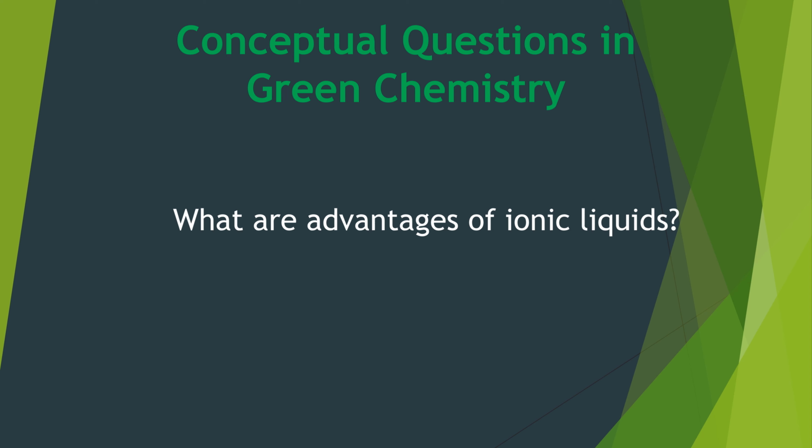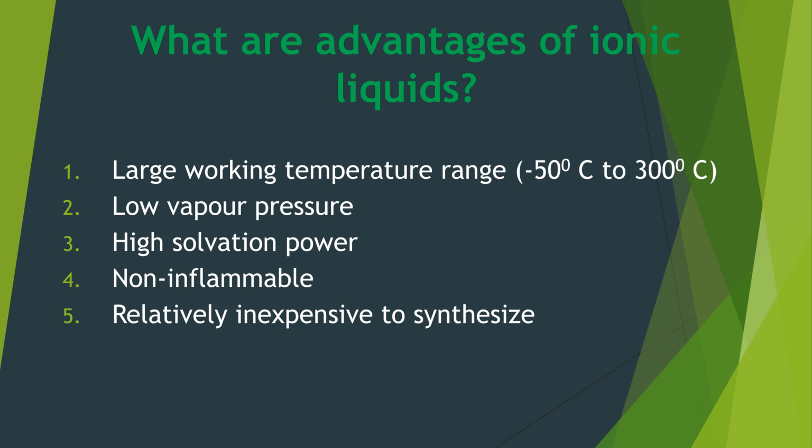What are advantages of ionic liquids? Large working temperature range from -50 degrees centigrade to 300 degrees centigrade, low vapor pressure, high solvation power, non-inflammable, relatively inexpensive to synthesize.